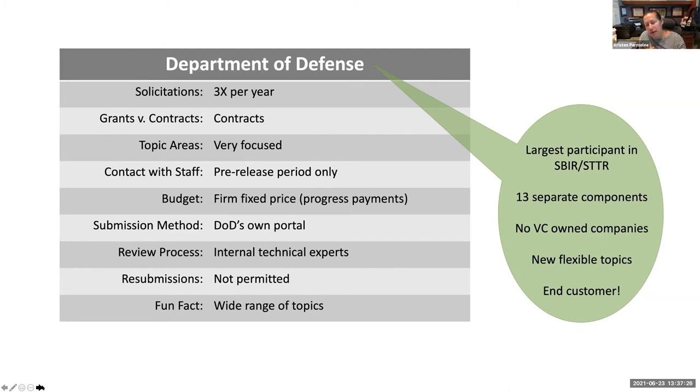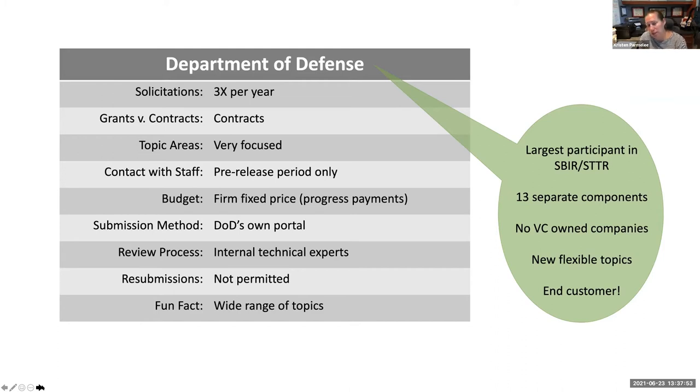You used to be able to email individuals and they'd email you back. Now you can't even do that. It all has to be public. It is a firm fixed price. So they're pretty specific on the pricing. There's not a lot of room for negotiation there. They do review their own proposals internally with technical experts. And they really have a wide range of topics, not under SBIR, but under other funding mechanisms.